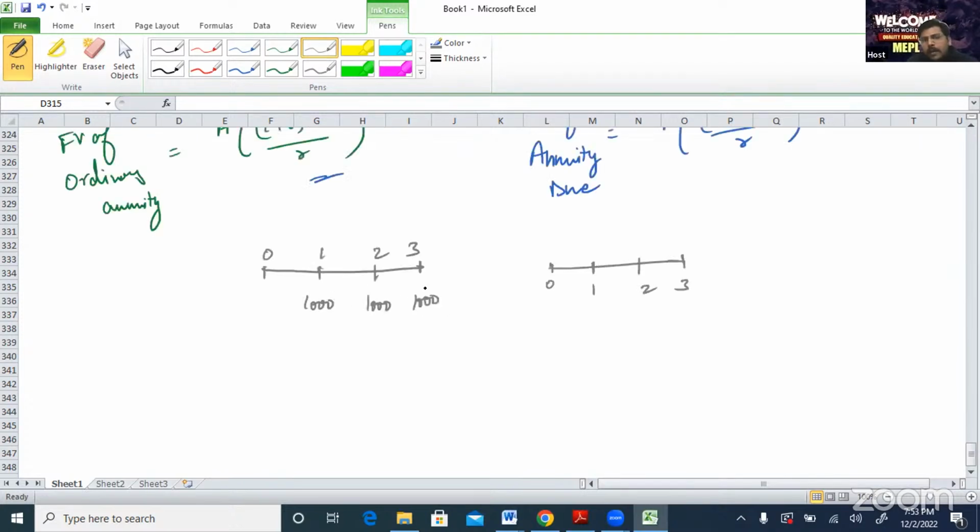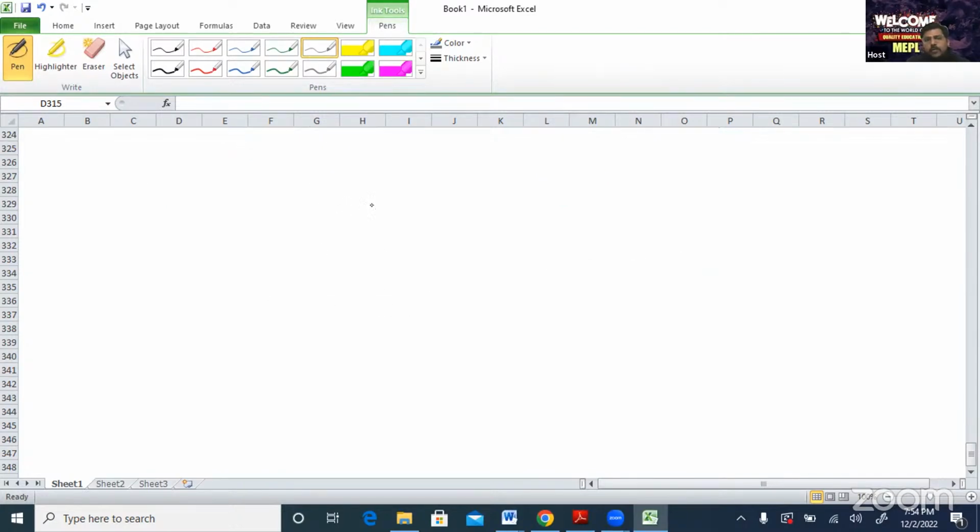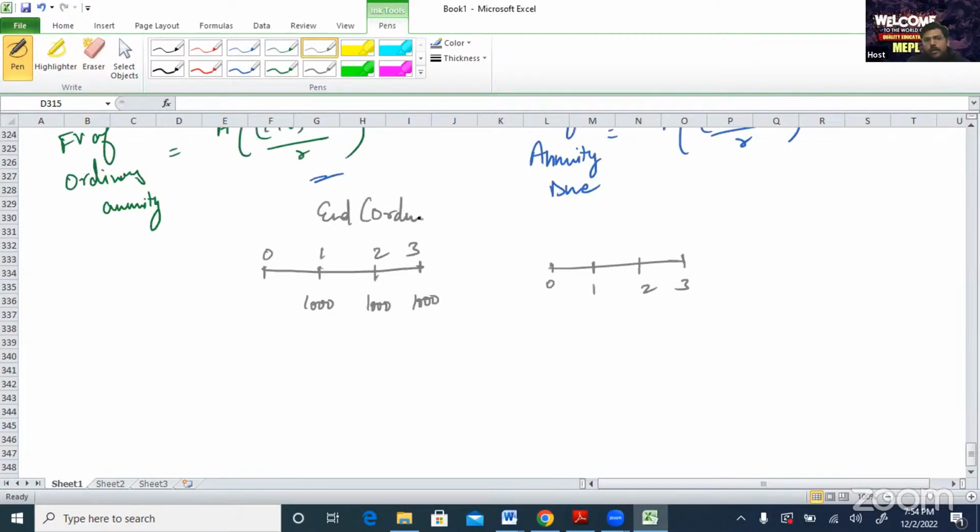So earlier I calculated future value. Now I am saying what is the present value of this cash flow series. So how much money I need to deposit today so that I get 1000 at the end of year 1, 1000 at the end of year 2, and 1000 at the end of year 3. So that is the question. Here I am saying this is the case at the end, so it means we are talking about ordinary annuity.